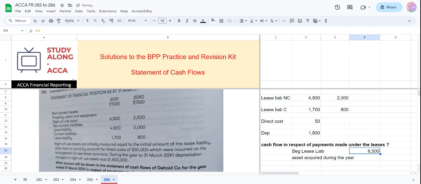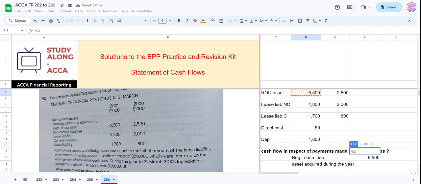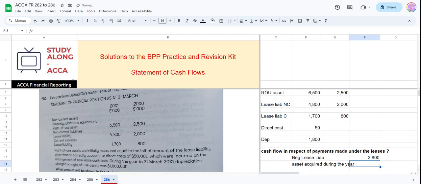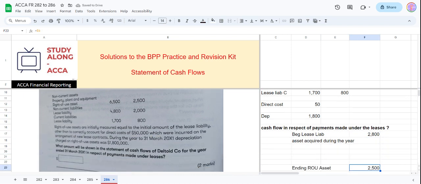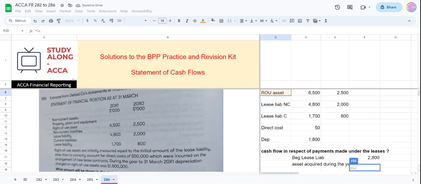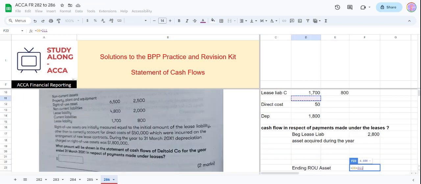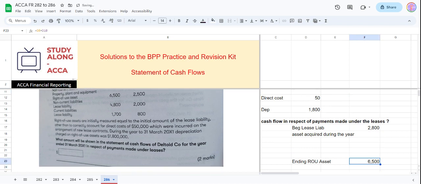Okay, because it is asking about how much we paid into the leases. So we have the beginning 2,000 and then 800. So from this 2,800 to our ending lease liability, which is 4,800 plus 1,700. I mean, current and non-current both we will take. This is our ending lease liability. Then in between we will be able to calculate this.